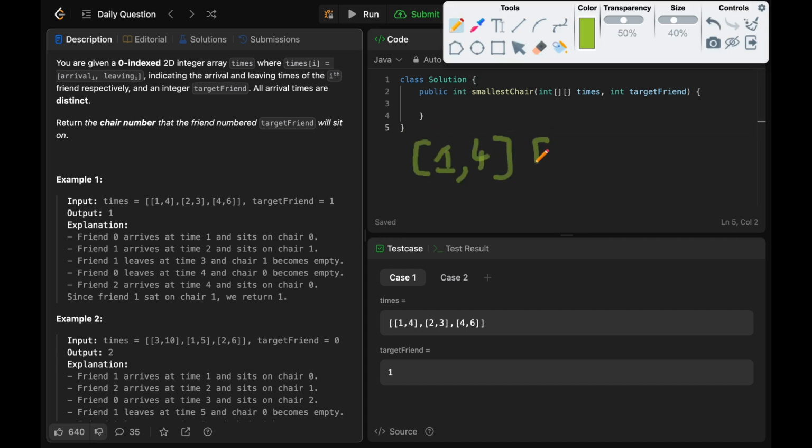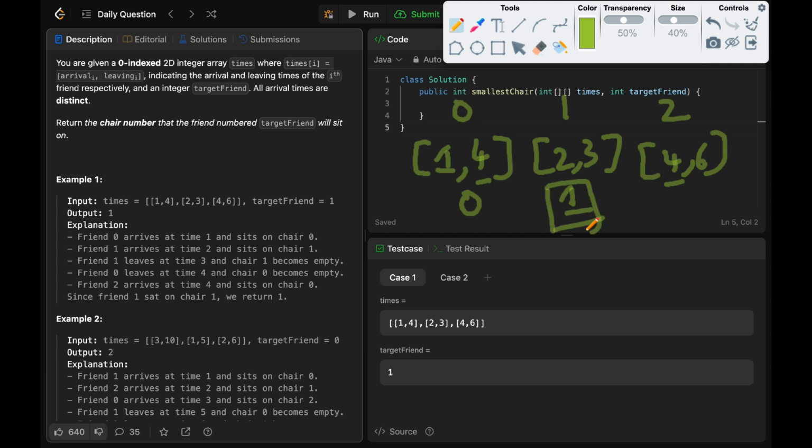In example 1, for the given times and targetFriend equal to 1, we return the output as 1 because friend 0 arrives at time 1 and occupies chair number 0. Then friend 1 arrives at time 2 and occupies chair number 1, and that's why the output is also 1. And now at time 4, friend 0 leaves, but friend 2 comes in. So chair 0 is unoccupied, and that's why friend 2 now sits on chair 0, because that's the smallest available chair now. So that's how the whole logic will continue, but we only care about targetFriend equal to 1, and that's why we will return 1 as our answer.